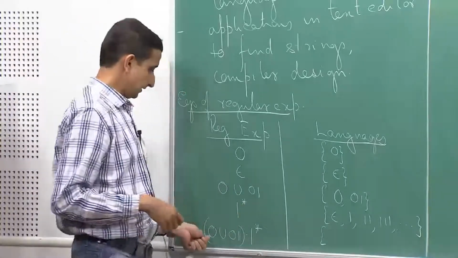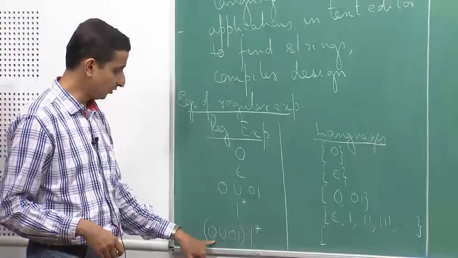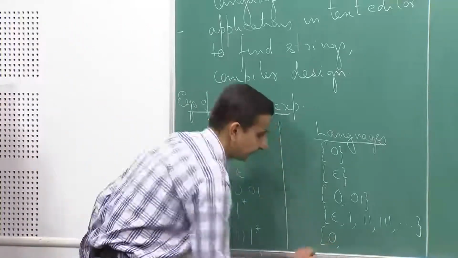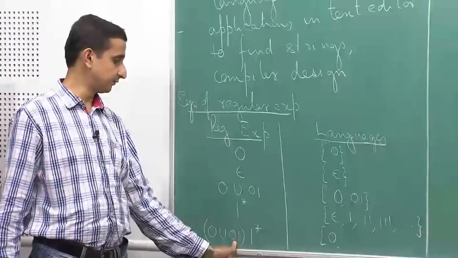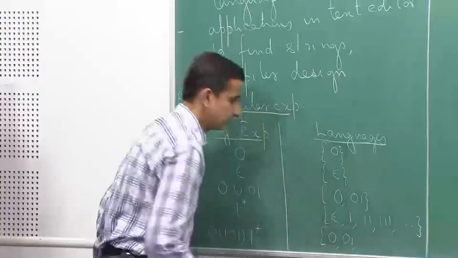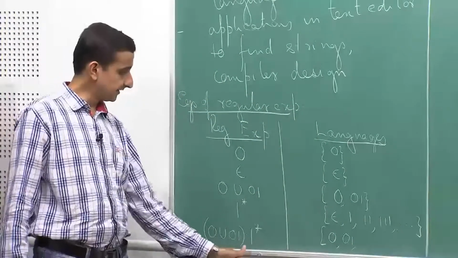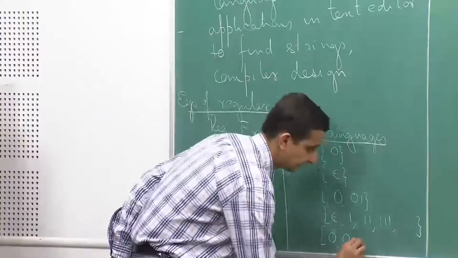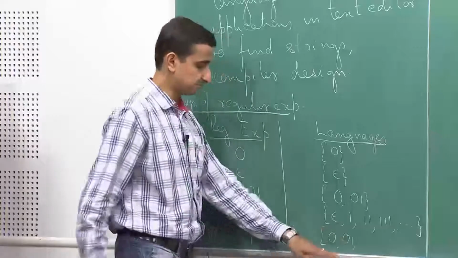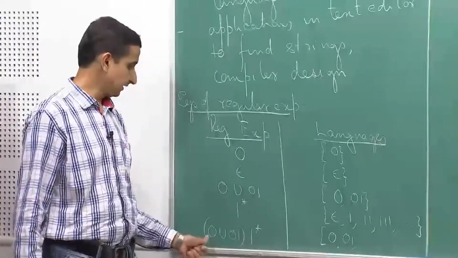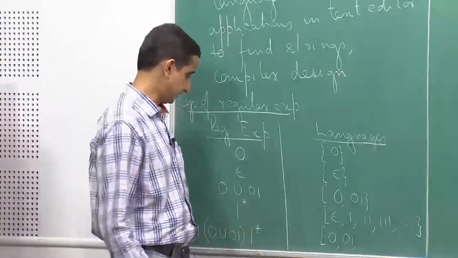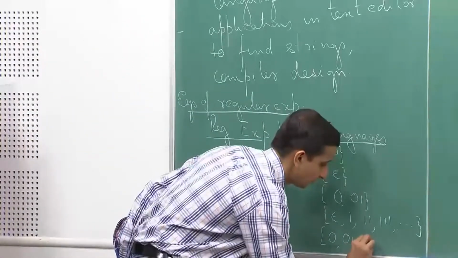So, basically first I will have 0 concatenated with epsilon, that will give me the string 0. Then I will have 0 1 concatenated with epsilon, that will give me the string 0 1. Then I will have 0 concatenated with 1, that will give me the string 0 1 again, so I do not write it again. Then I will have 0 1 concatenated with 1, that will give me the string 0 1 1.